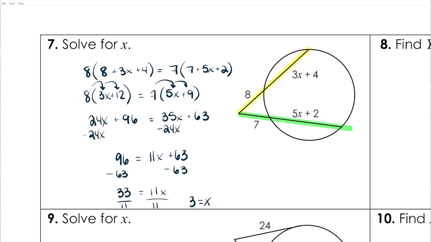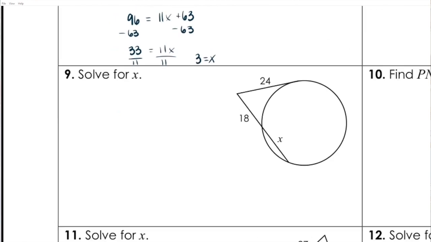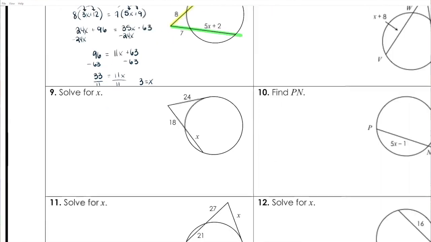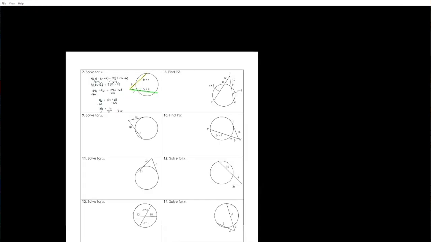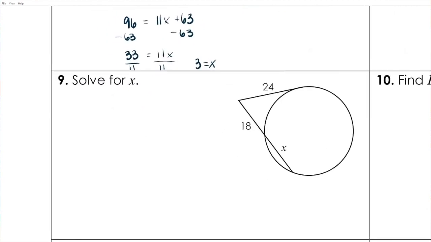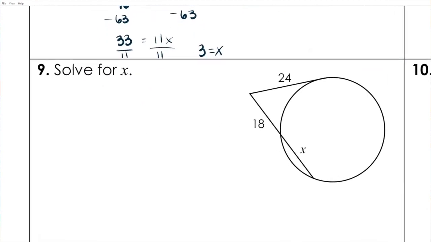Are we good on number 7? Number 9, again, we've got an exterior intersection, but this time it's involving a tangent. This guy up here is a tangent.